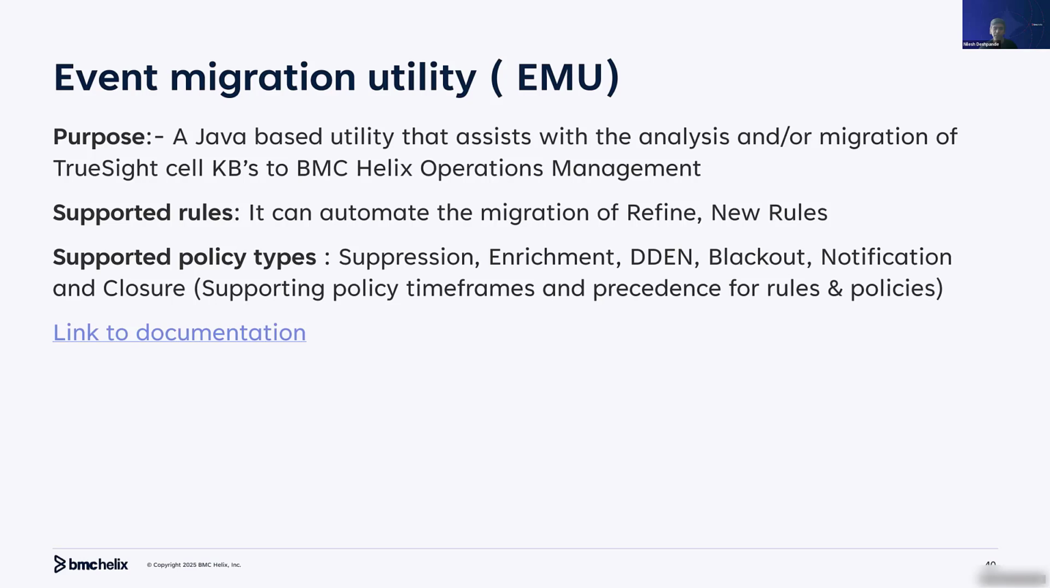The event migration utility is a Java based one, and it provides a user interface which takes the necessary input and the configuration. Once it's defined, it's able to migrate the suppression, enrichment, DDN, blackout, and notification closure policies, those types of policies, into BHOM. It has the simulation option also, and the actual execution. It generates the report at the very end. What are the things which can be migrated or which cannot be, with the provided error details, which need to be debugged later. If a certain migration doesn't happen, then what all things should be considered to get that migrated.